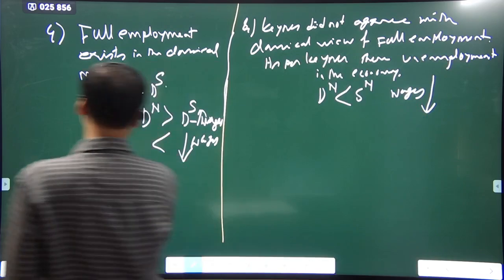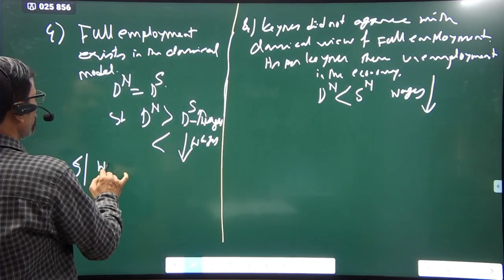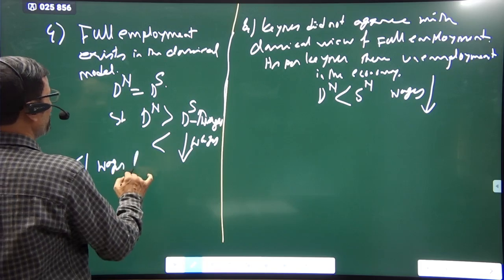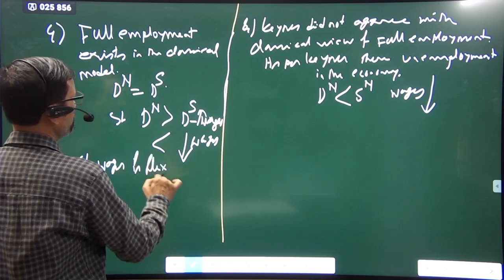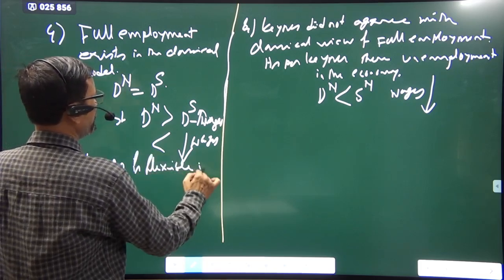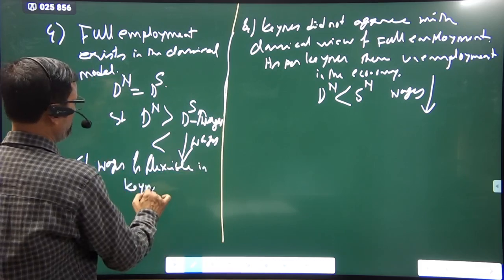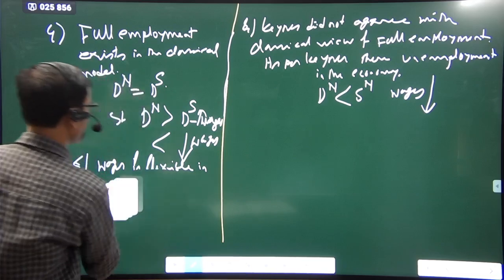That is why we can conclude that wages are flexible in the classical model.